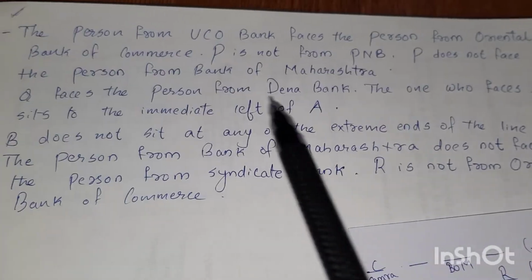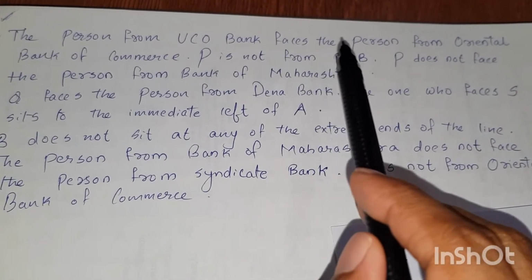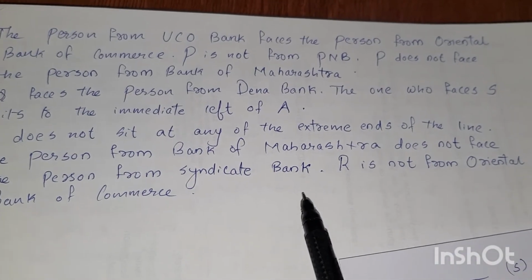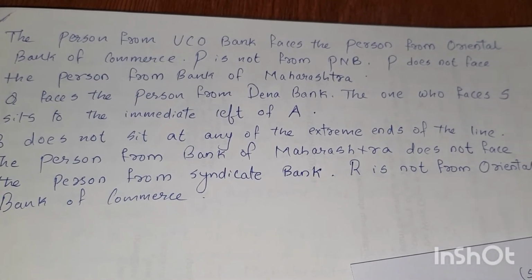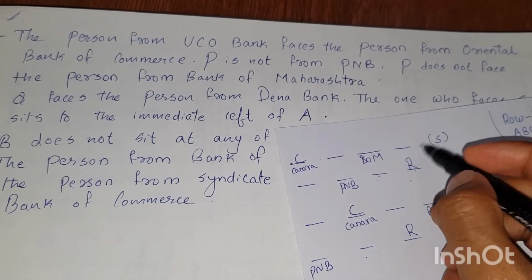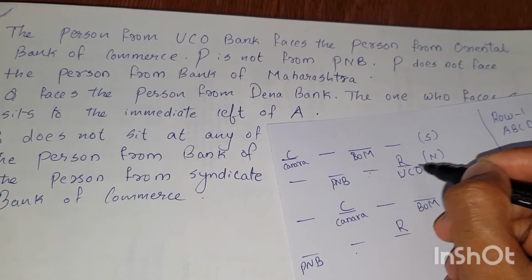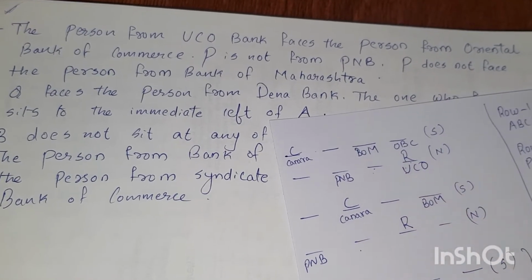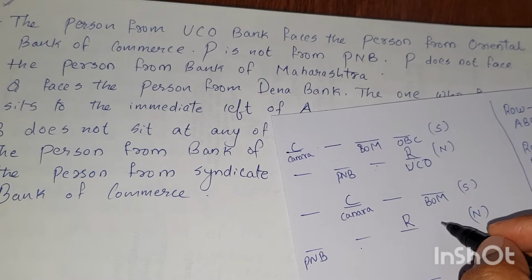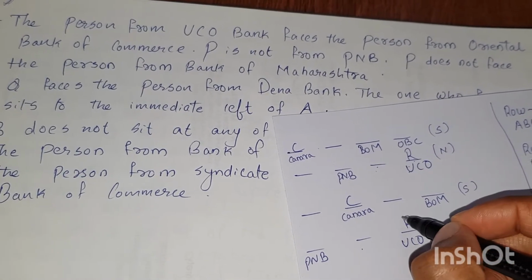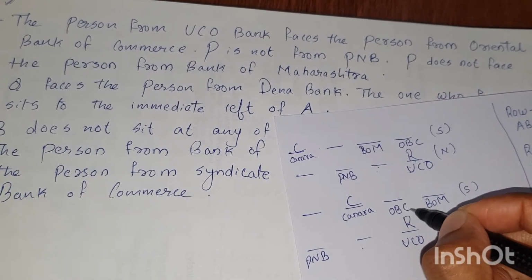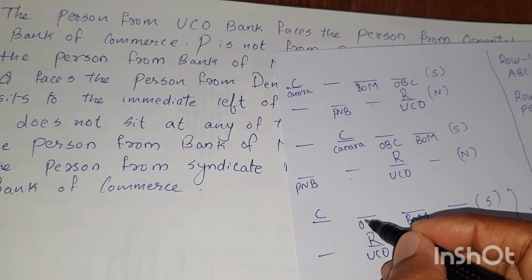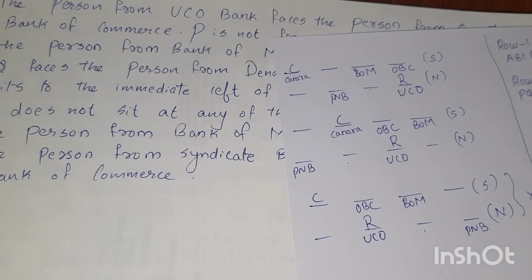Okay, now it is said that the person from UCO Bank faces the person from Oriental Bank of Commerce, and in the last sentence it is given that R is not from Oriental Bank of Commerce. Okay, that means R is working in UCO Bank and here the person is working in Oriental Bank of Commerce.